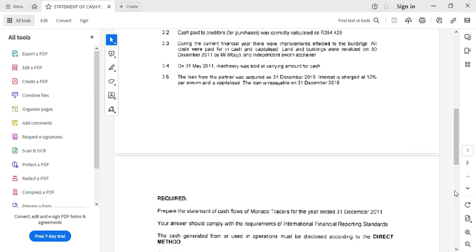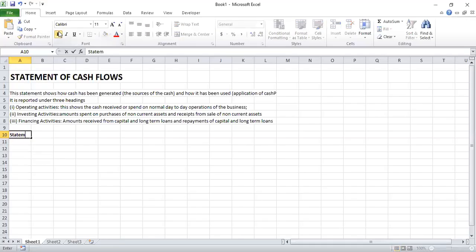Right. Our cash flow can be prepared on a direct or on an indirect basis. So this one is the direct method. So that means if we find time, we'll also make sure that I also show you the indirect method. So now using the direct method, right? Statement of cash flows of Monaco traders. The year ended 31 December 2011.